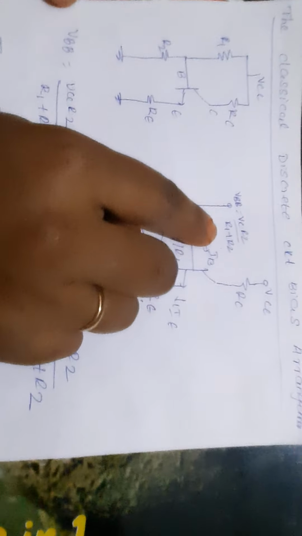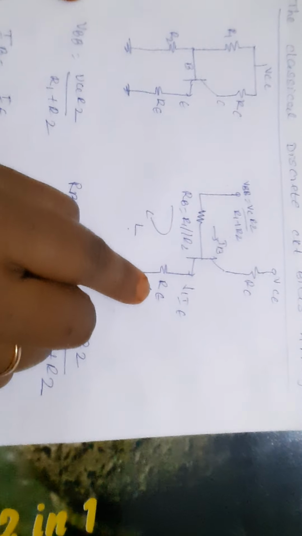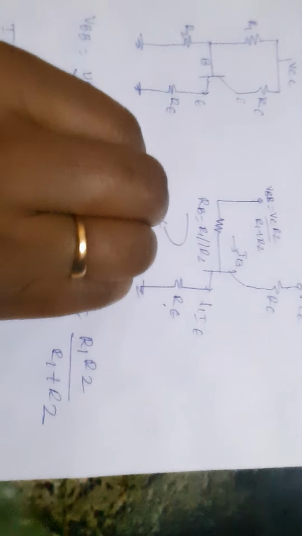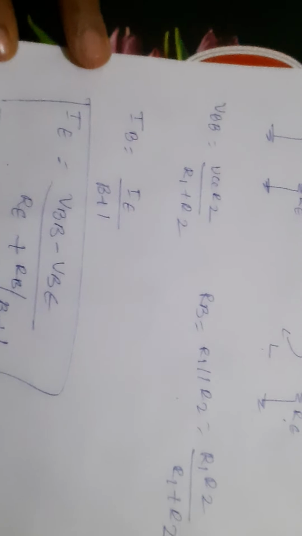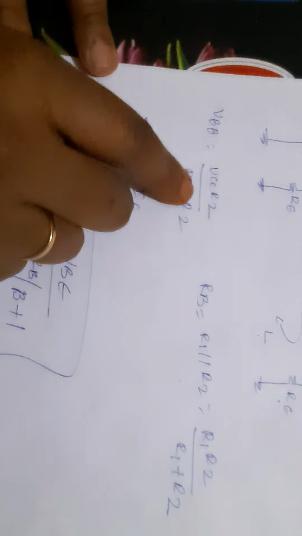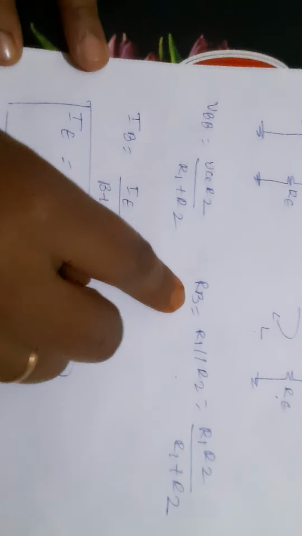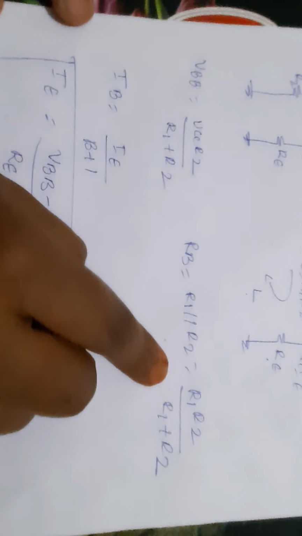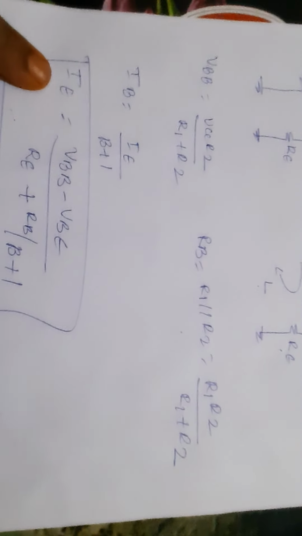This is simplified and we get it like this. This RB is R1 parallel to R2 and the base voltage VBB will be VCC times R2 divided by R1 plus R2, and this is RC and this is RE. This is the classical bias arrangement. In this we have certain formulas. One is VBB equals VCC times R2 by R1 plus R2, and RB equals R1 parallel to R2.